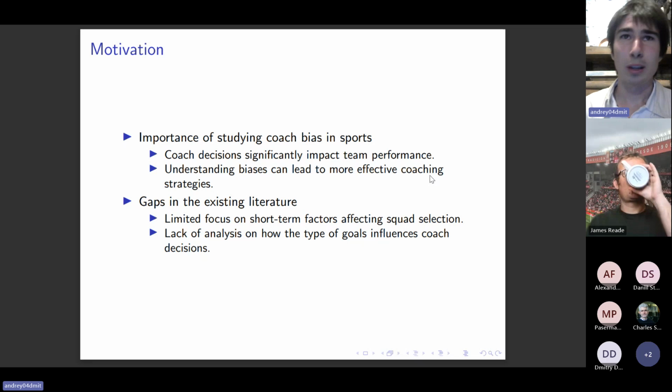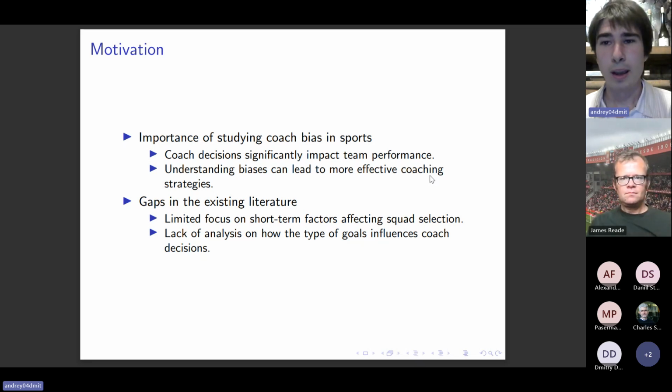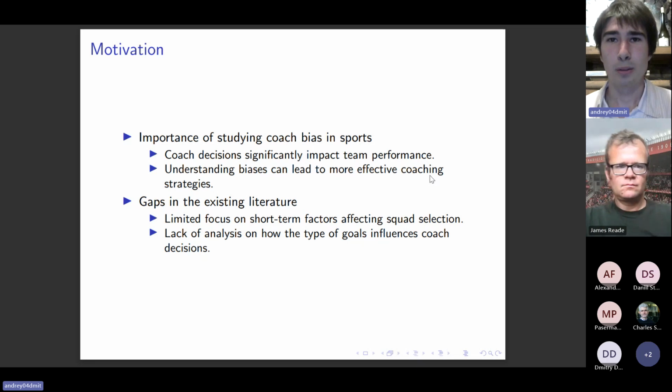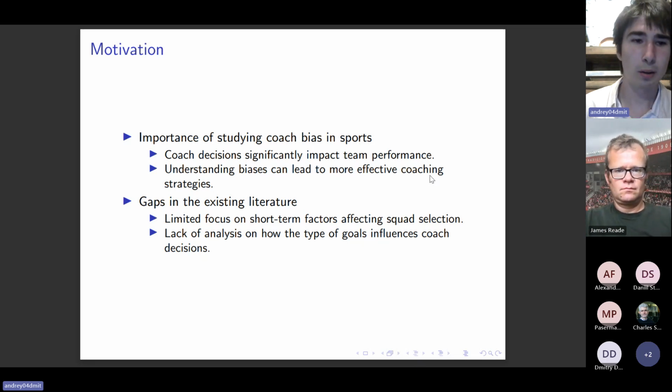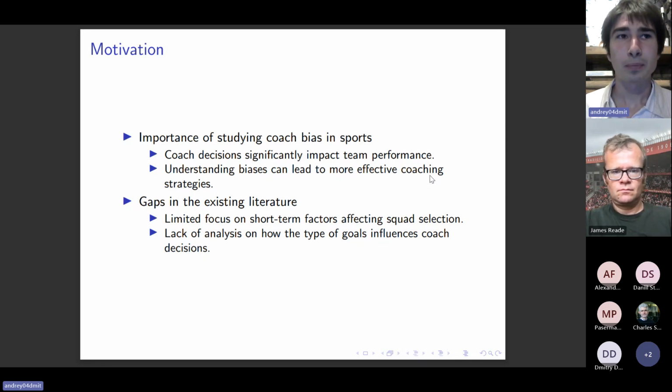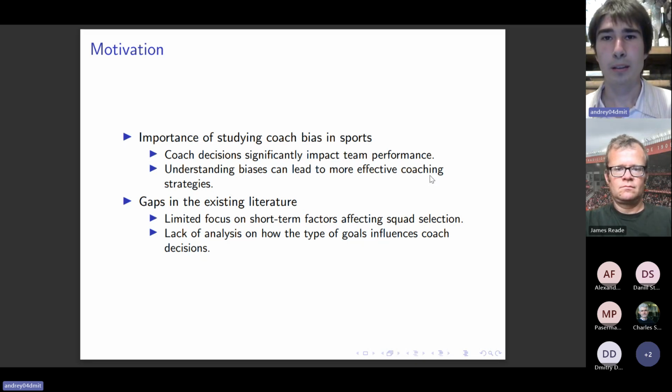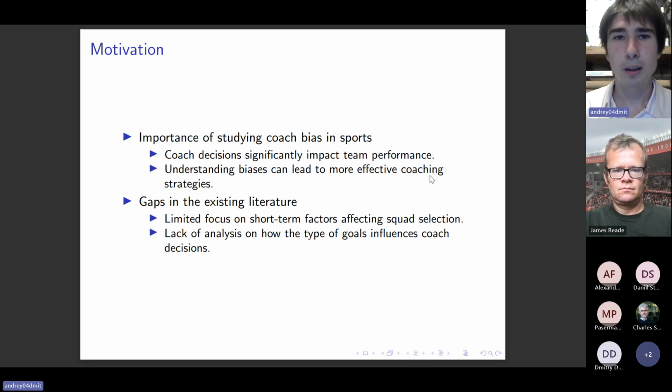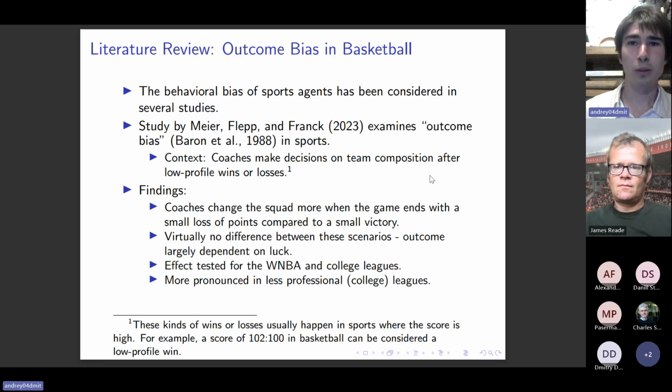There are a few studies which consider a specific type of goals and their influences on coach decisions, but there are not so many. So we want to consider specific types of goals and, for example, how scoring a specific type of goal in the current match affects the coach's decision regarding the starting squad for the next match. That's our main motivation. And now let's move on to a small literature review section.